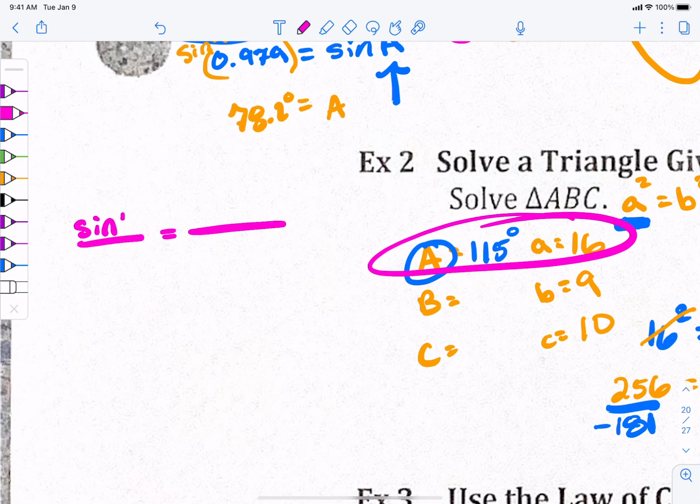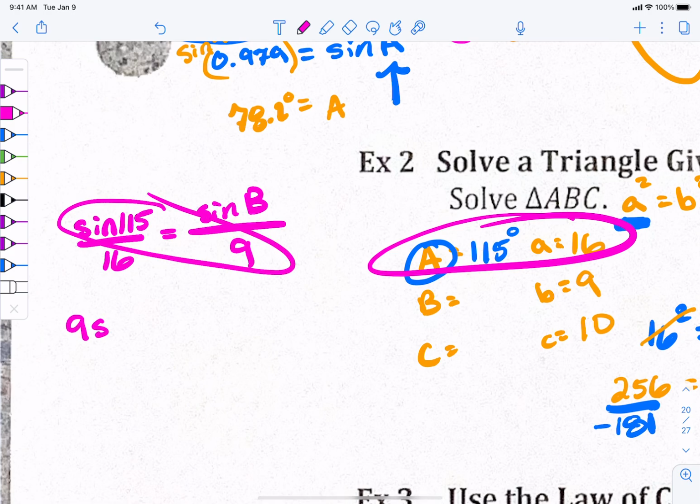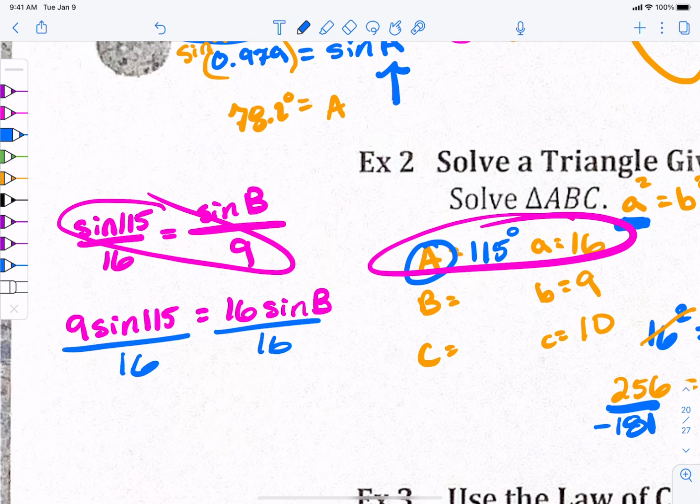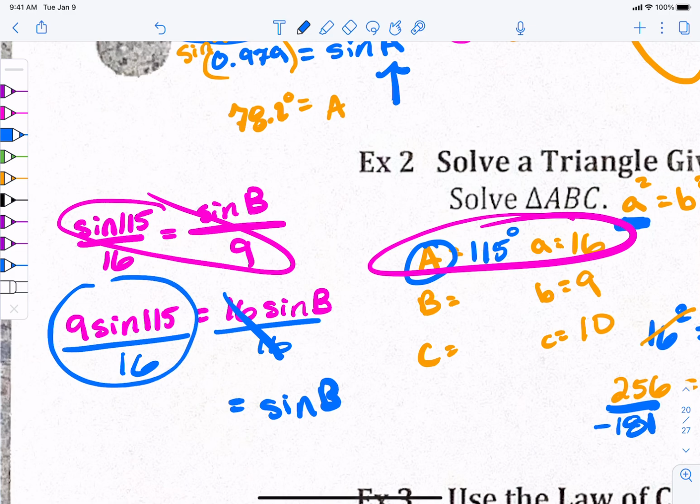So sine of 115 over 16 equals sine of B over 9. Let's cross multiply. So 9 times sine of 115 equals 16 times sine of B. And then divide by 16. So sine of B is equal to 9 sine of 115 divided by 16.